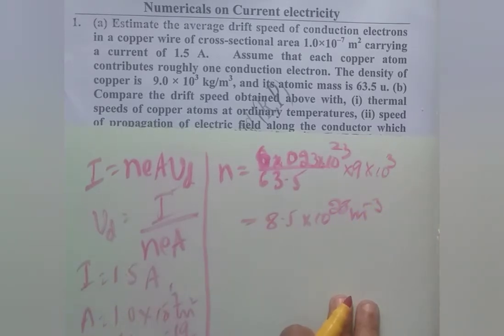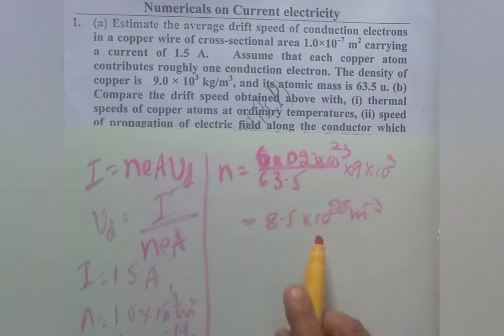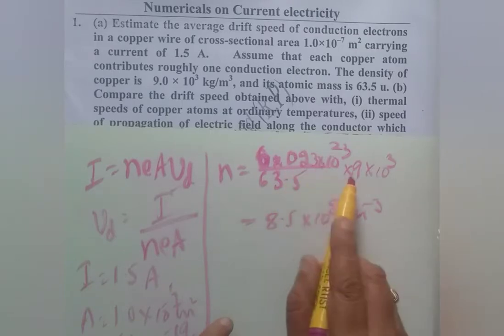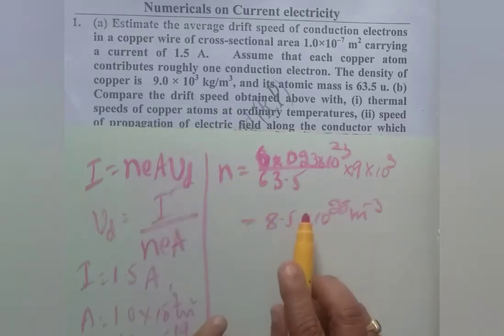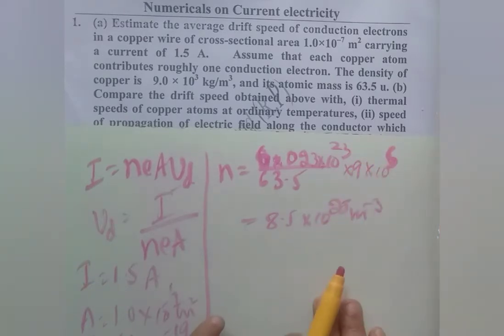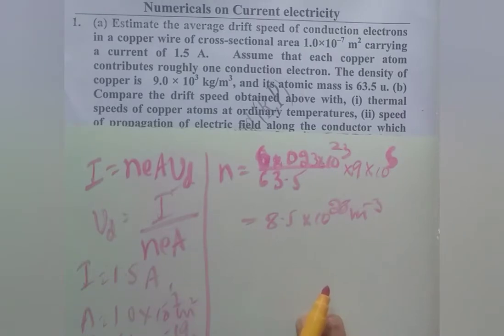Observe, this gives the number of free electrons. Let me explain this. According to Avogadro number, 63.5 grams of copper contains Avogadro number of atoms, 6.023 into 10 raised to 23. Now we calculate for 1 meter cube. We take density as the mass, 9.0 into 10 raised to 3. In fact, here I have to write it as 10 raised to 6 to get grams, because 63.5 is in grams. So 9 into 10 raised to 6 grams of copper is taken. Therefore, we get finally 8.5 into 10 raised to 28 per meter cube.